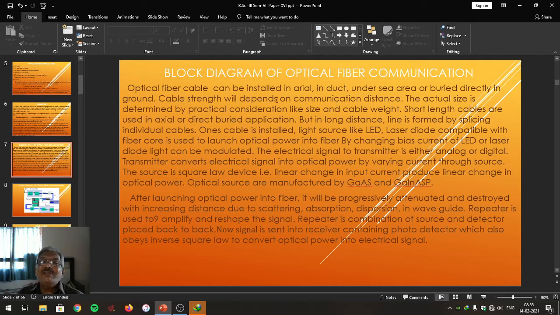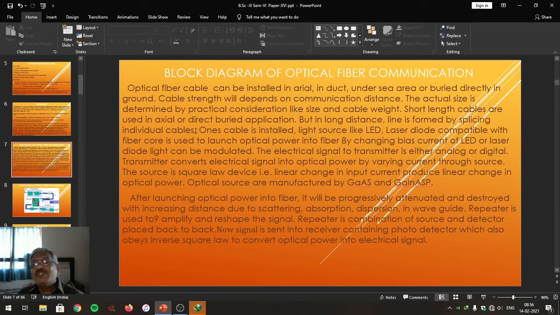The cable strength will depend upon the communication distance. If the distance is less, no problem. If the distance is more, then two or more cables are connected with each other by the splicing technique. The actual size is determined by practical considerations like size and cable weight. Short length cables are used in axial or direct buried applications. But for long distance, the line is formed by splicing individual cables.